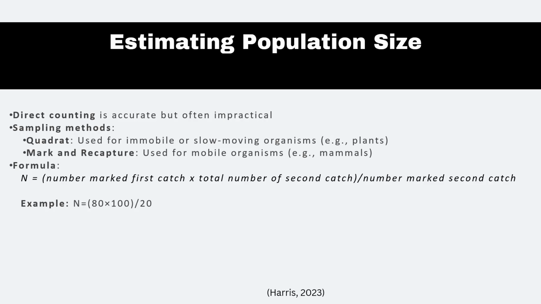This example on this slide shows that we have 80 individuals marked on the first catch, and we're multiplying that by the total from the second catch, which is 100. And then we divide that by the number marked in the second catch, which is 20. This gives us a total of 400. That estimation assumes that marked individuals mix back into that population randomly.